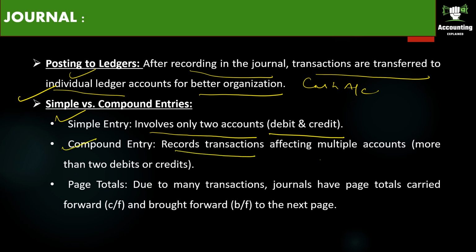It records transactions affecting multiple accounts, more than two debits and credits. So we had only two accounts in the journal entry which we saw now. What are the accounts we had? Missionary account and cash account. Sometimes it may be necessary for you to do a compound entry also. This we will see when we do the sums.